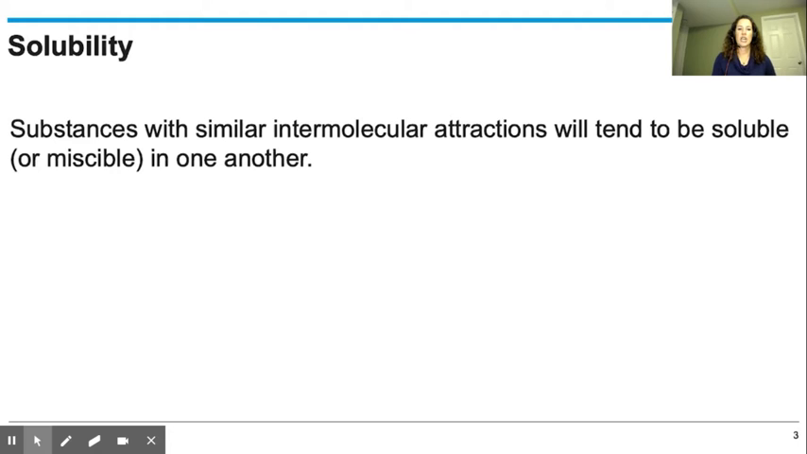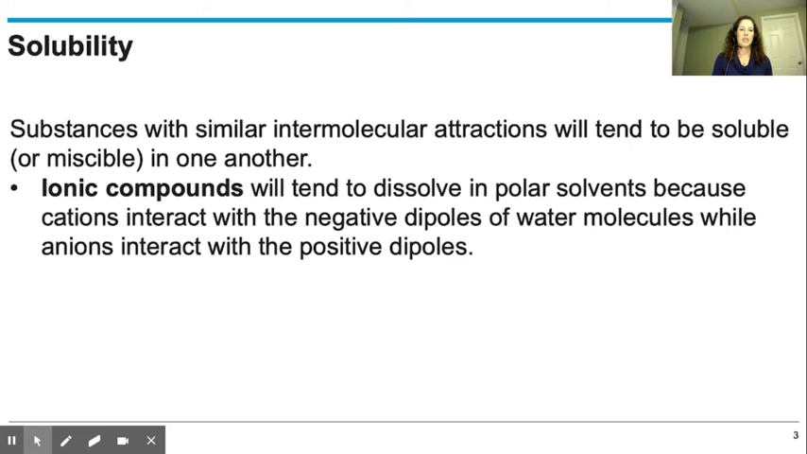Substances with similar intermolecular attractions will tend to be soluble or miscible in one another. Ionic compounds will tend to dissolve in polar solvents because cations interact with the negative dipoles of water molecules, while anions interact with the positive dipoles. So remember that ionic compounds in water, or aqueous solvent, or a non-aqueous polar solvent will dissolve into charged particles. Those charged particles are going to interact with the solvent particles, and as we talked about in a previous video, the solvent particles are going to orient themselves around the different particles of the ionic compound in order to have the strongest intermolecular attractions.